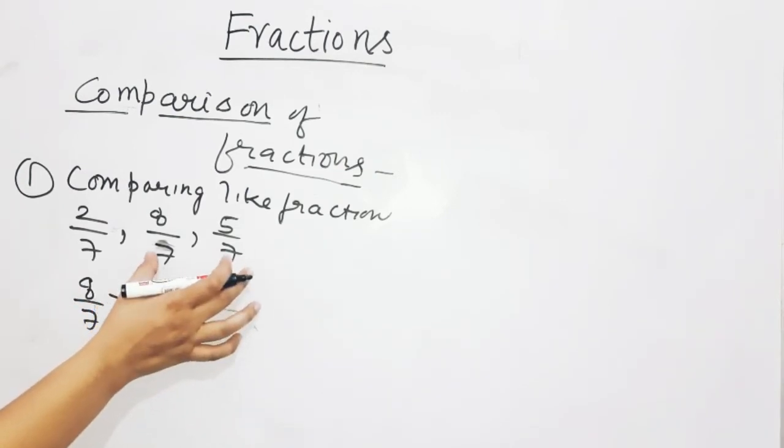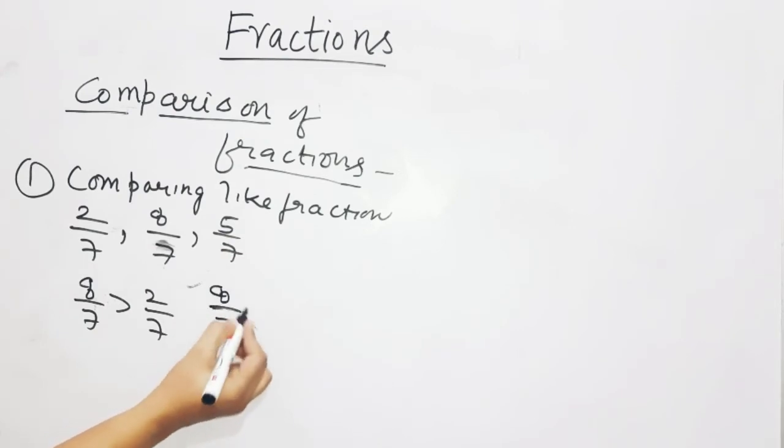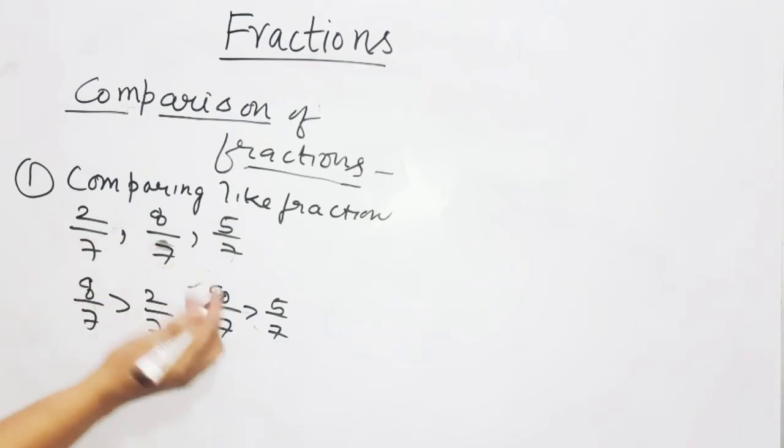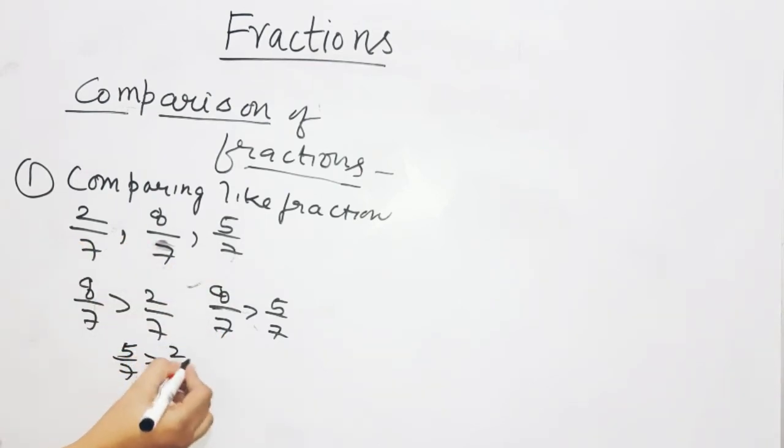If I talk about 8 upon 7 and 5 upon 7, then 8 upon 7 is greater than 5 upon 7. If I talk about 5 upon 7 and 2 upon 7, so 5 upon 7 is greater than 2 upon 7. So we have to check the numerator. If the fractions are like fractions, just check the numerator, and the same thing is going to be done in case of ascending or descending order. If I am asking you to arrange some like fractions into ascending or descending order, just check for the numerator and as per the numerators, arrange them into ascending order or descending order, right?